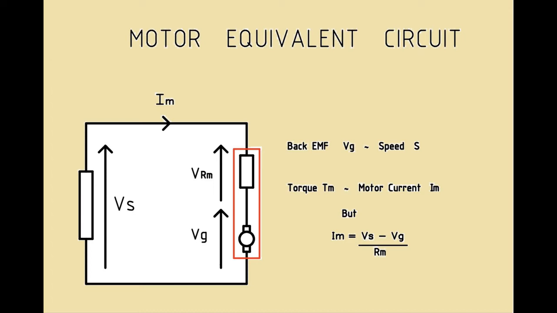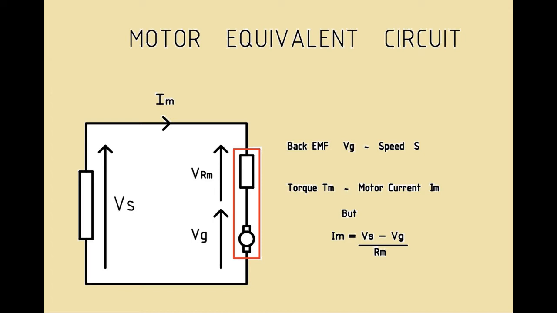If we then let go of the shaft, the motor will begin to rotate as its torque accelerates the motor inertia. As the motor speed increases, Vg will increase, and the voltage across the motor resistance, which is given by Vs minus Vg, will reduce. Hence, motor current will reduce. Motor torque depends on motor current, so torque will also reduce.